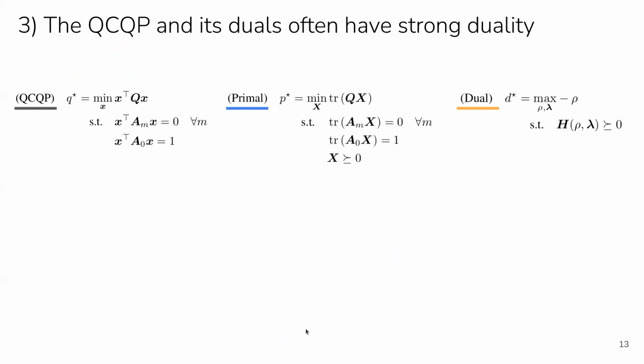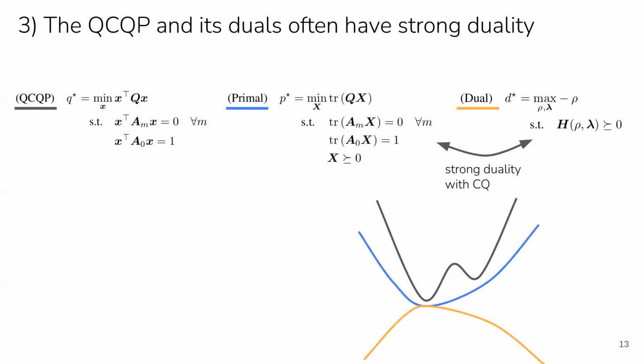And the third ingredient that we need is that, in fact, we often have strong duality. For the primal versus the dual problem, this is relatively easy to see, because actually both are convex problems. And you can show that as long as you have certain constraint qualifications, you don't need to worry about what that means. But you can prove that you have strong duality between those two problems.